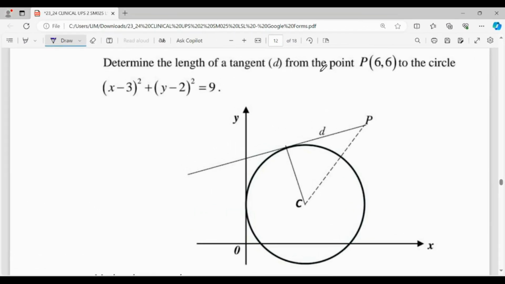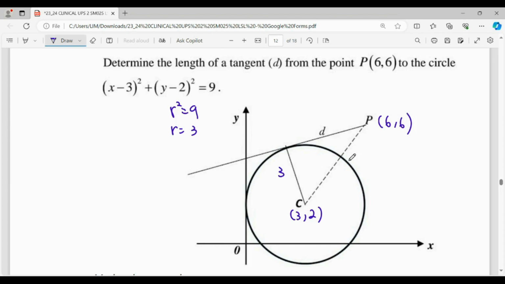Determine the length of the tangent from the point P, here is 6, 6, to the circle. So for the circle here, you can see the center is 3, 2, and the radius squared is 9. So r is 3, so here is 3.